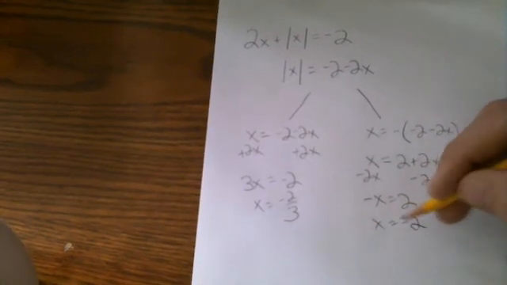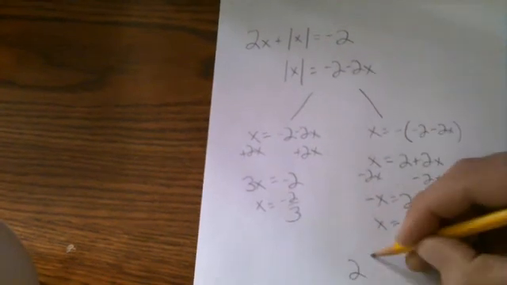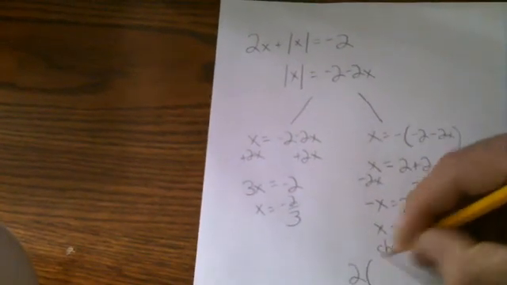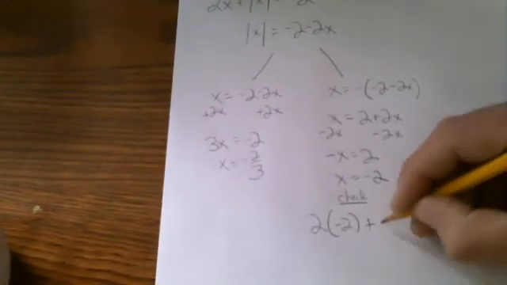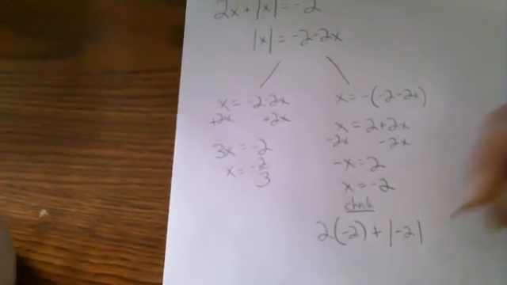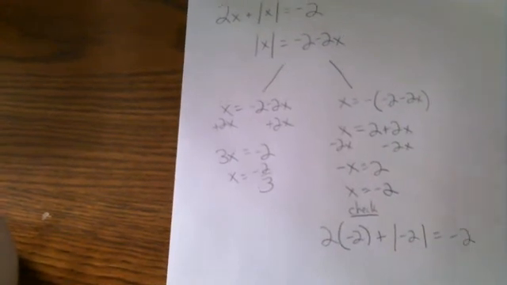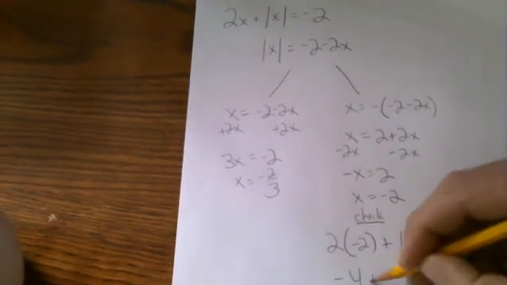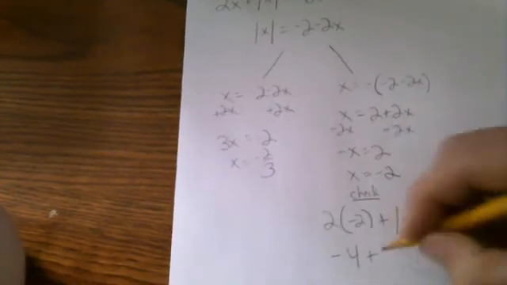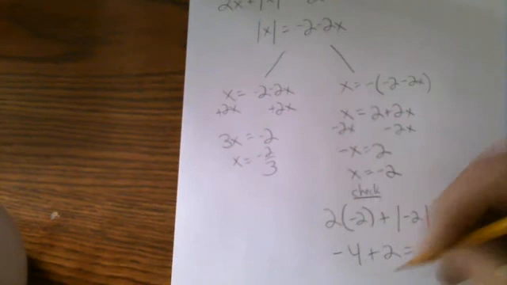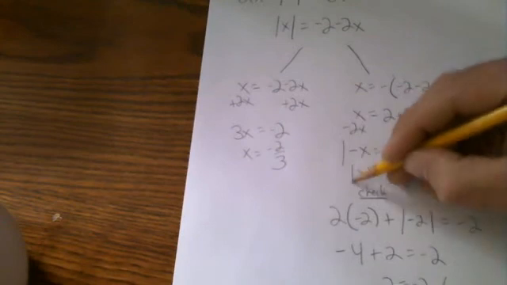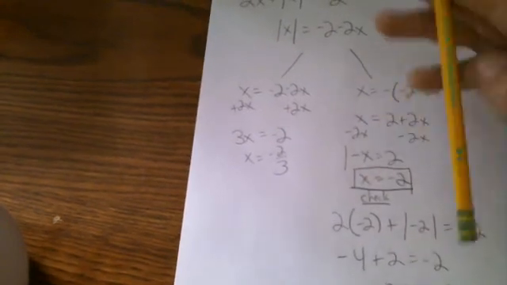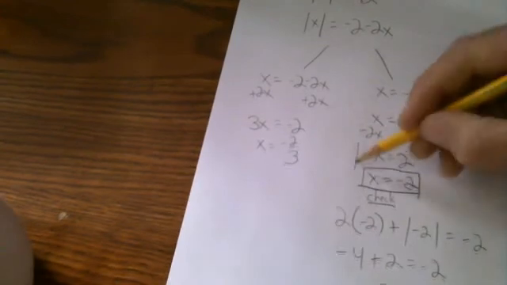I'm going to plug in this side first just because it looks a little easier to work with. 2 times, this is my check, negative 2 plus, and I'm plugging into the original again, the absolute value of x equals negative 2. Negative 4 plus, well, the absolute value of 2 is 2, equals negative 2, and you get negative 2 equals negative 2. Good to go. Oh, that's not the solution, this is. Put a box around it. Oh, no eraser.